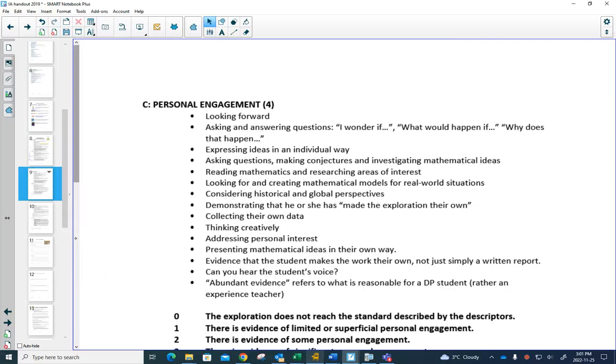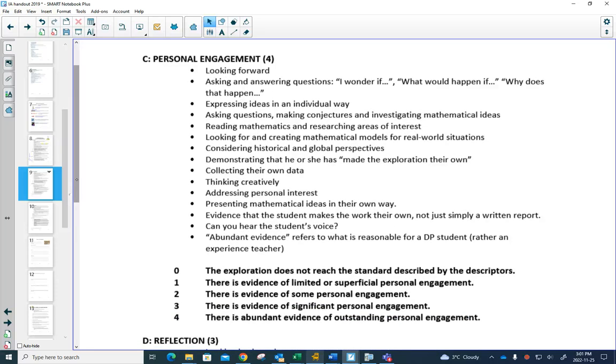Personal engagement. This is the one where they want you to connect it to yourself, but the more you connect it to yourself, the harder you make the mathematics. But if you make your mathematics easy, because you picked a topic that makes your essay easy, probably you're going to lose personal engagement marks. It's like a catch-22. It's very hard, right? You almost have to be lucky. Your topic that you're interested in just happens to fit perfectly with the math we learned. That doesn't happen very often.